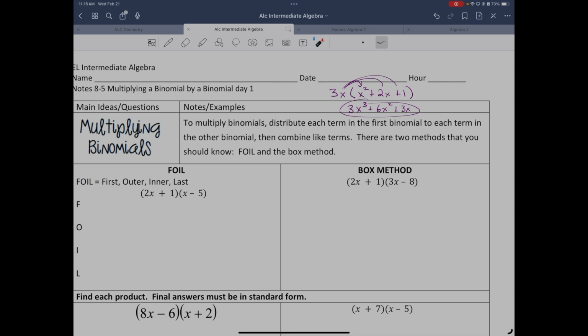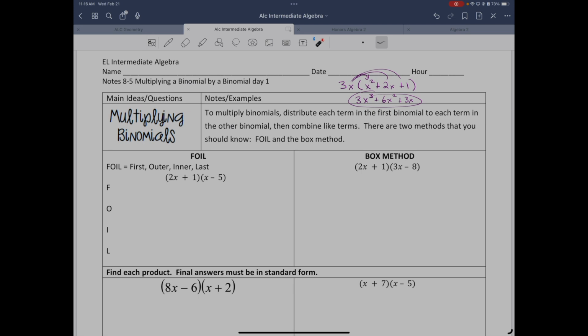F.O.I.L method works really well, but it has its limitations. The other method, which tends to be a little bit more popular, is the box method for doing this. And we'll show you both of those ways. And then you can determine for yourself which one you would rather do. So we've got two methods today to multiply binomials.